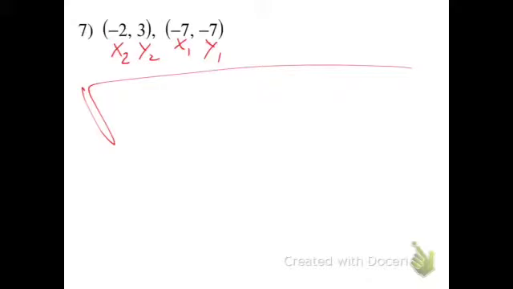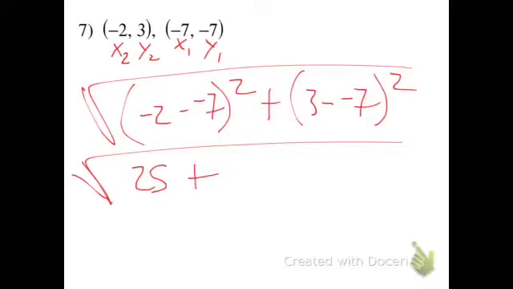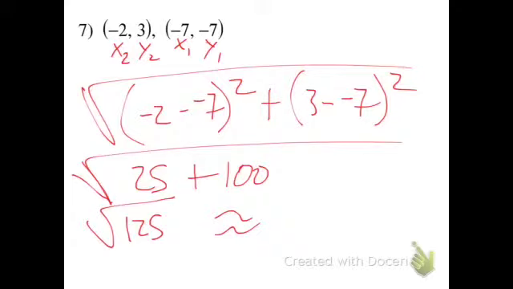You just take your equation that we've been using the whole assignment and plug stuff in. We got -2 minus -7. Square that. Add 3 minus -7, square that. You're going to get -2 minus -7 is going to give you +5, square that. It's going to give you 25. 3 minus -7 is 10, square that, you're going to get 100. We're looking at square root of 125. Plug that in your calculator to get an approximation. It's approximately 11.2.